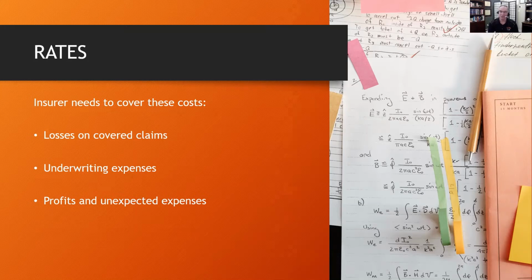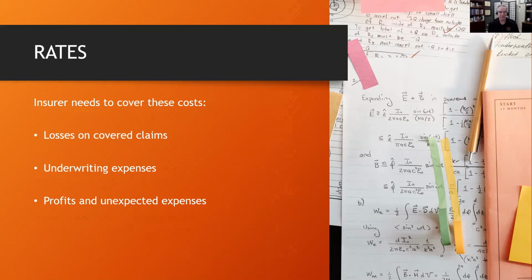So losses include actual claim payments, also money that has been set aside for ongoing claim payments. That's known as loss reserves, also called outstanding losses. It's money the insurer expects to pay on claims. And it also includes the expenses associated with claims handling.